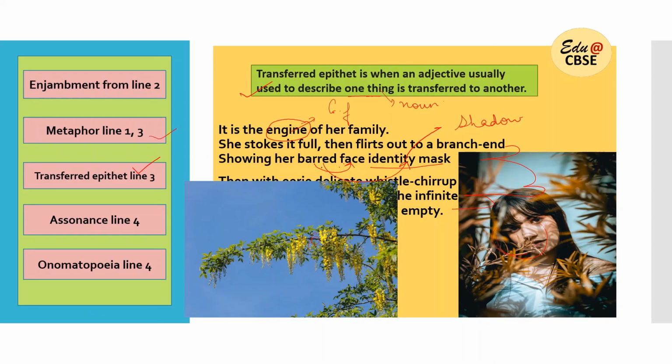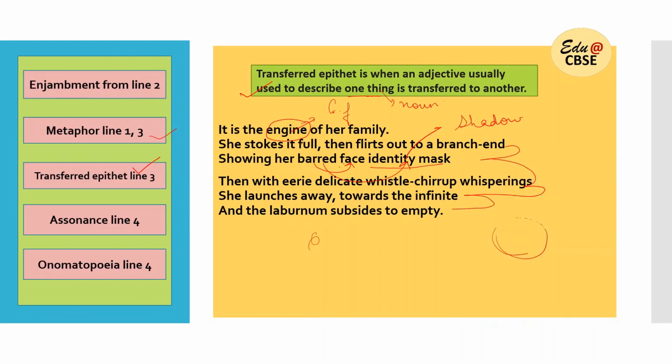Now we move on to assonance in line 4. Line 4, again, is the I sound: with, airy, delicate, whistle, chirrup, and whisperings. Whistle, chirrup, and whisperings are onomatopoeia also. So line 4 has onomatopoeia also. So this is done now.